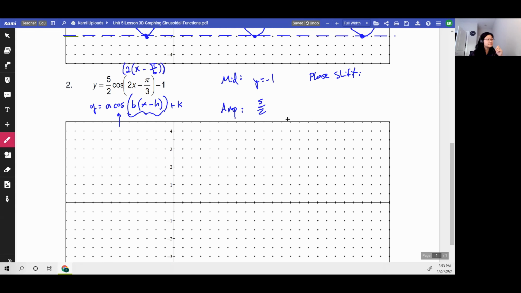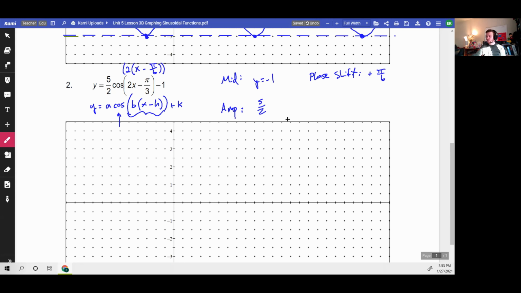pi/6. Yeah. And I'm going to write a positive pi/6 just so it's very clear. Yeah, there's a negative in the function, but that negative is embedded in the standard form. We are moving to the right. The inside of the function transformations, they can be a little bit backwards. They are a little bit backwards.